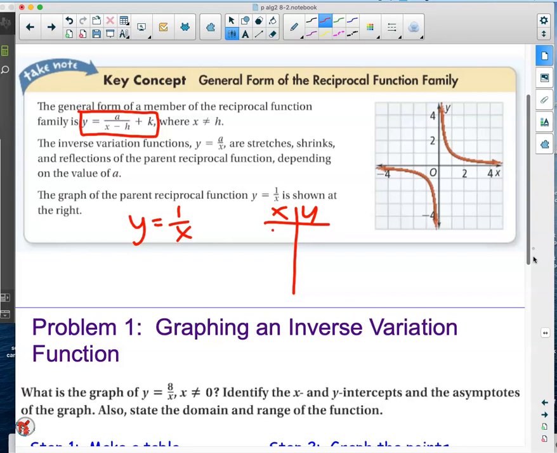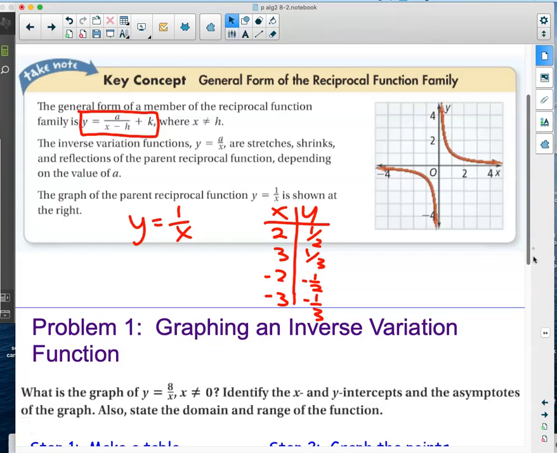So if we put a 2 in, we'll get 1/2. A 3 in, we'll get 1/3. And if we want to see what's going on with the negatives, we could put in a -2 and a -3 and get -1/2 and -1/3 and get that graphed. So 2, 1/2 right here, 3, 1/3 right there, and -2, -1/2 and -3, -1/3.